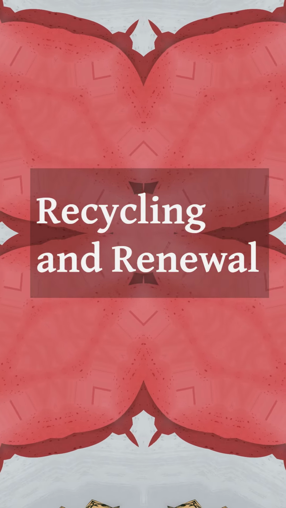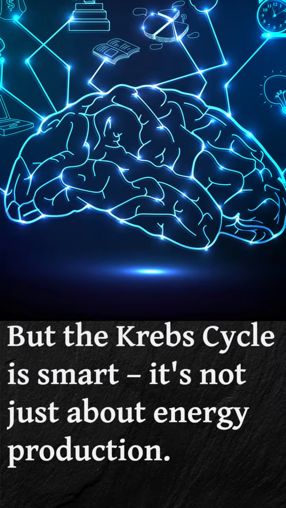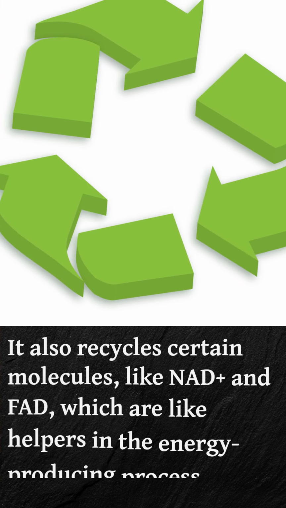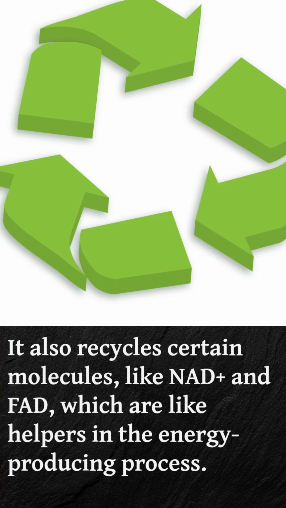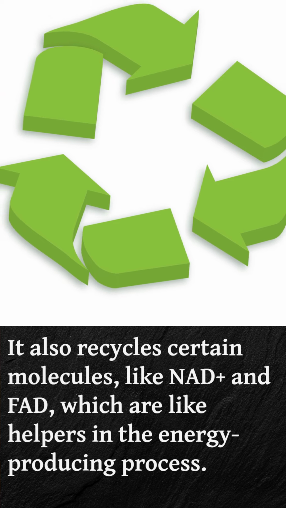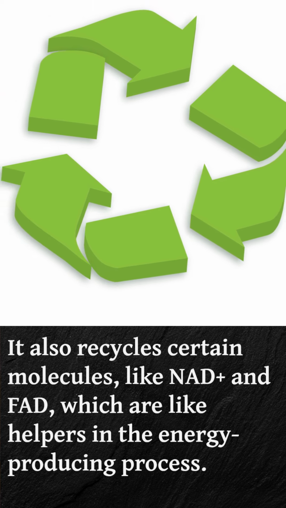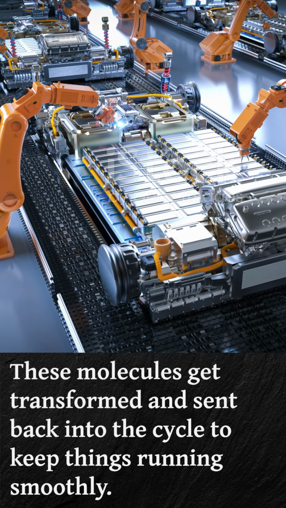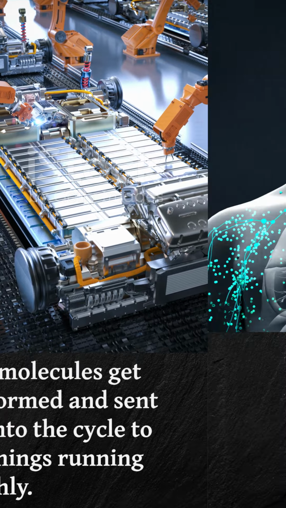Recycling and renewal. But the Krebs cycle is smart. It's not just about energy production. It also recycles certain molecules, like NAD+ and FAD, which are like helpers in the energy-producing process. These molecules get transformed and sent back into the cycle to keep things running smoothly.